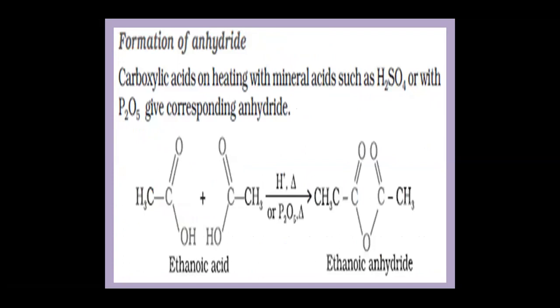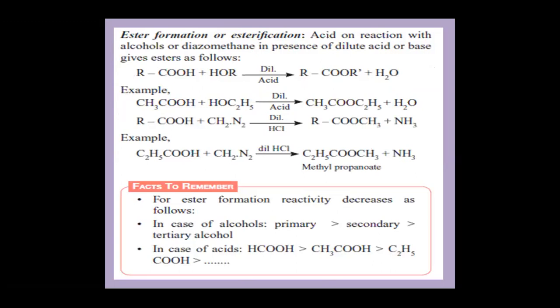Formation of anhydrides. Carboxylic acids on heating with mineral acids such as sulfuric acid or with P2O5, phosphorus pentoxide, give the corresponding anhydrides. Ester formation or esterification. When a carboxylic acid is heated with alcohol in the presence of concentrated or dilute sulfuric acid, it gives an ester. This reaction is known as esterification.